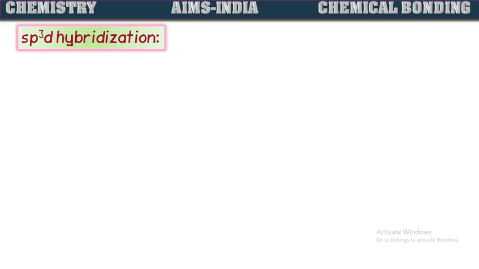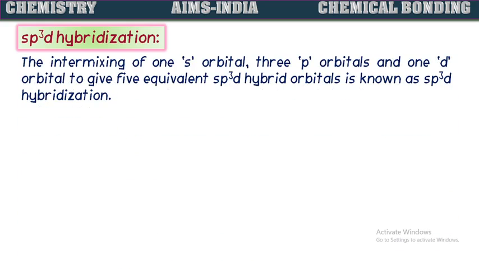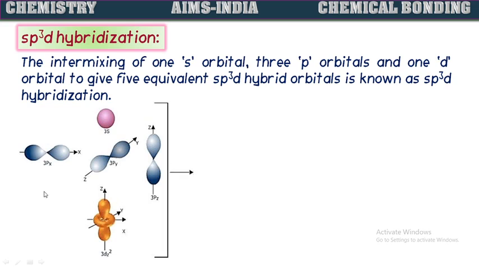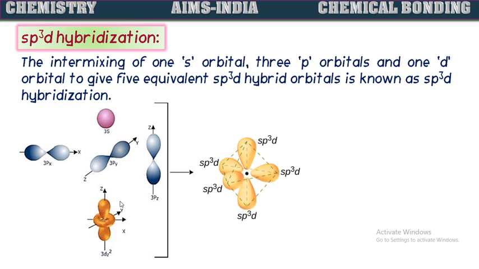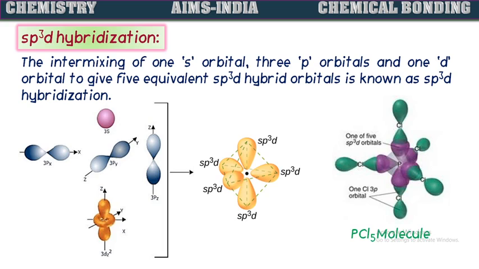Next, sp3d hybridization. The intermixing of one s orbital, 3 p orbitals and 1 d orbital to give 5 equivalent sp3d hybrid orbitals is known as sp3d hybridization. So in this way you can see 1 s orbital, 3 p orbitals and 1 d orbital intermixing to give 5 equivalent energetic sp3d hybridized orbitals. This hybridization we can find in the PCl5 molecule.